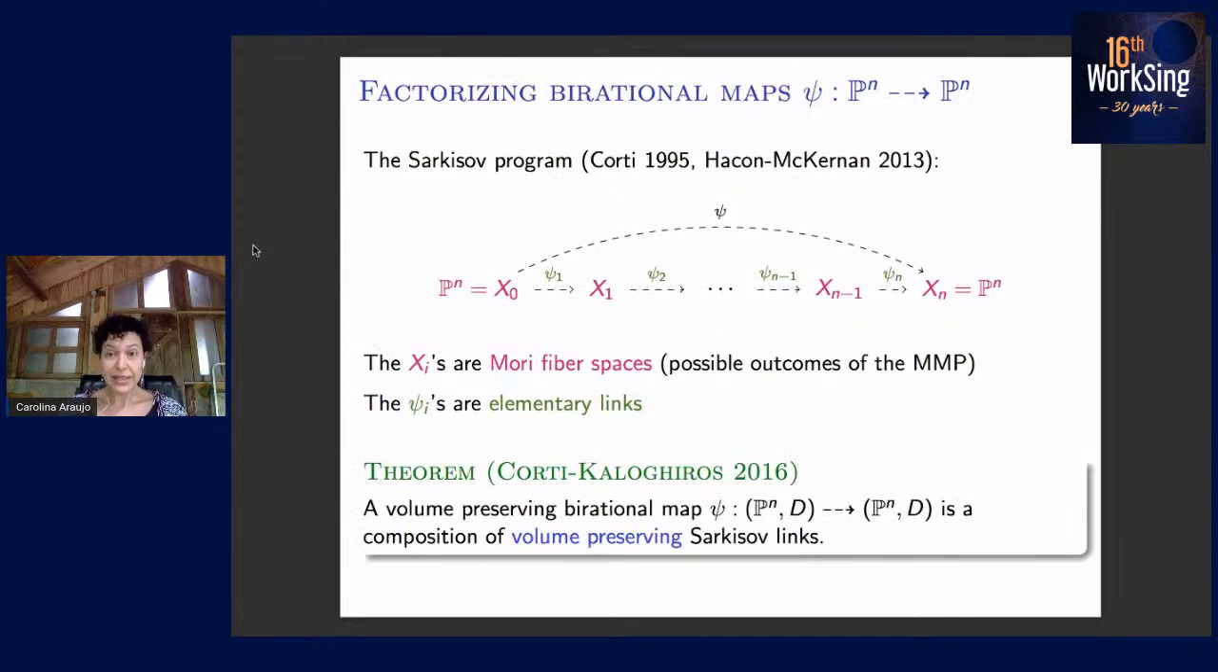And more recently, so this holds for any birational self-map, but more recently we have this theorem by Corti and Kaloghiros from 2016 that says that any volume-preserving birational map is a composition of volume-preserving Sarkisov links. We can make this definition more precise. I do not want to do it here, but roughly what it says is that we can include divisors in each of our models Xi, such that the pair has mild singularities and the birational maps are volume preserving.